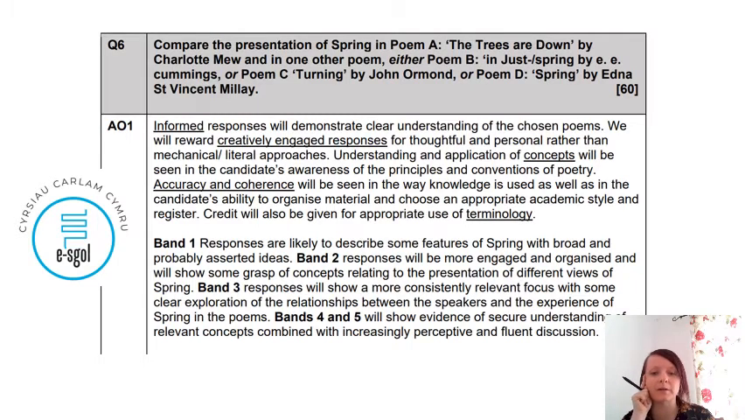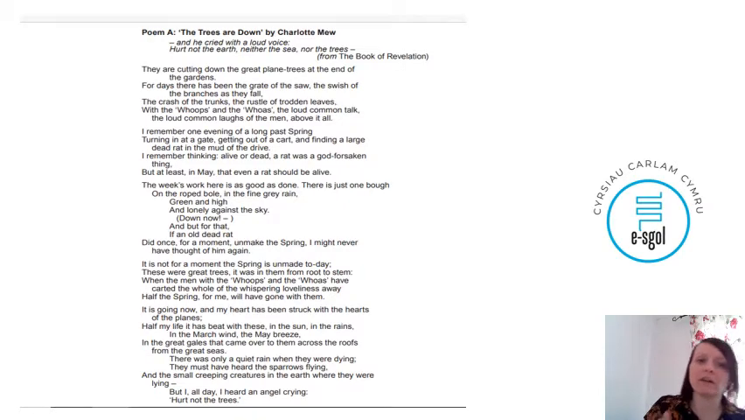So if we look from band 3 above, band 3 responses will show more consistently relevant focus, with some clear explanation of the relationships between the speakers and the experience of the spring in the poems. 4 and 5 will show evidence of secure understanding of relevant concepts, combined with a perceptive and fluent discussion. Okay, and it's that perception, that fluency in the discussion and in the connection that's important. So we're going to have a look at the 2 poems now. We're going to look at The Trees Are Down, and we're also going to look at Edna St Vincent Millay's as well. Okay, so we'll start off looking at Charlotte Mew's The Trees Are Down.